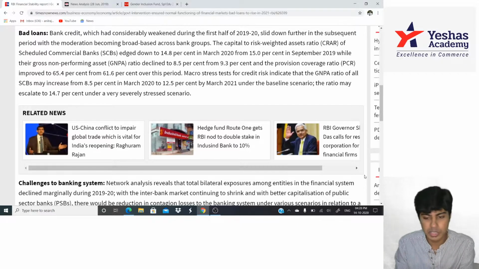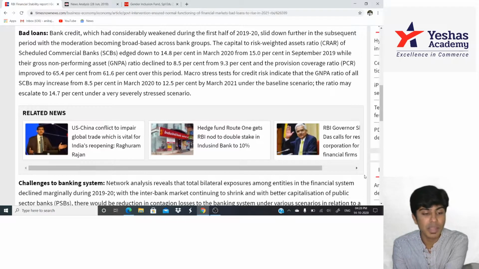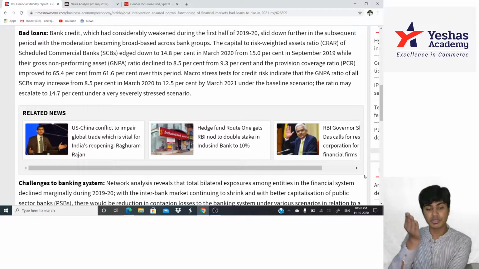Okay, what is happening with respect to our provision coverage ratio? It improved to 65.4% from 61.6% over this period. So it has increased from 61.6 to 65.4. That's again positive news. That is basically coming out of the stability report that's been issued by RBI.